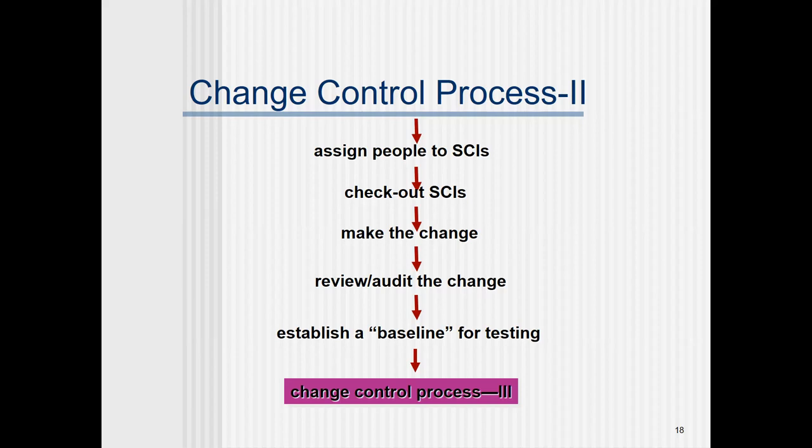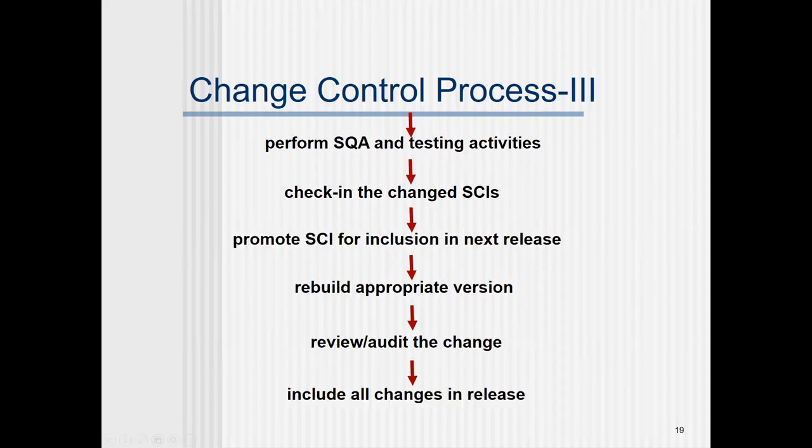Which are the areas being found where risk exists, risk of failure may exist, risk of quality defect may exist. Okay, so those things, you need to establish a baseline for that and leave the project to process 3 for QA. Here, perform software quality assurance and testing activities, checking the changed SCIs, promote SCI for inclusion in next release, rebuild appropriate version, review or audit the change, include all changes in the release.